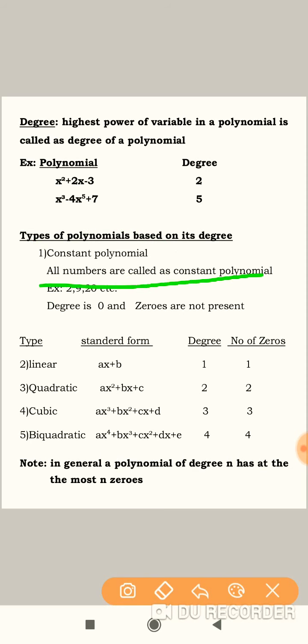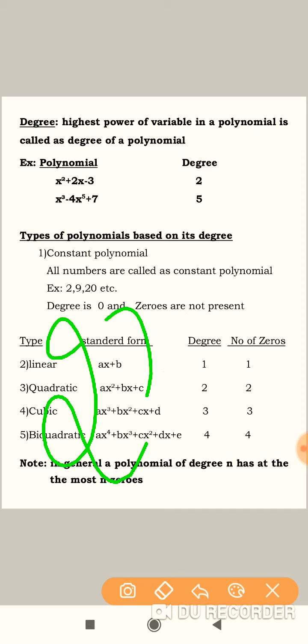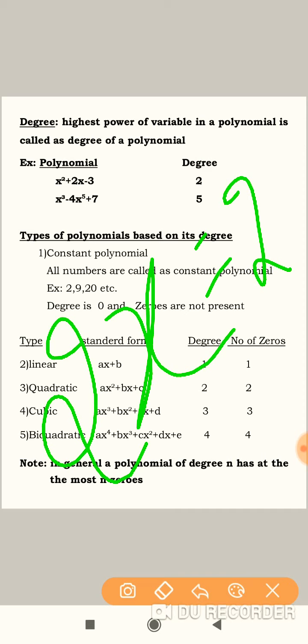A constant polynomial are all numbers which are being called as constant polynomial. For example, 2, 9, 20, etc. All numbers are nothing but constant polynomial. Along with those types of polynomials, we are going to learn about degree and its zeros. Here degree of a constant polynomial is 0. Why? Because if you take example of 2, along with that, if I write a variable x, if I need to get 2, then I must write that power of a variable is 0. Therefore, the degree of constant polynomial is always 0.